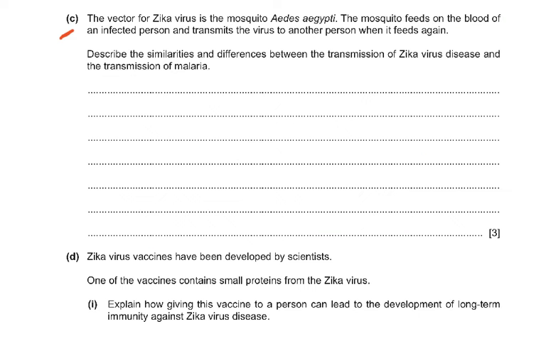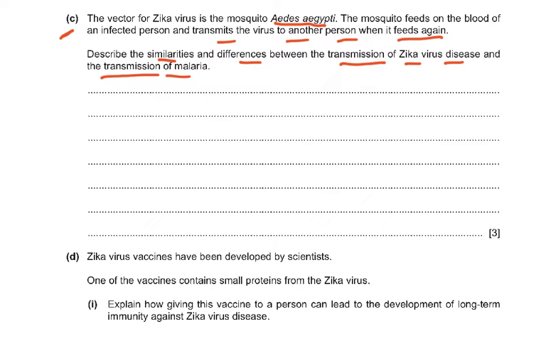Now coming to part C of the question, the vector for Zika virus is the mosquito Aedes aegypti. The mosquito feeds on the blood of an infected person, transmits the virus to another person when it feeds again. So the vector for Zika virus is the mosquito Aedes. Describe the similarities and differences between the transmission of Zika virus disease and the transmission of malaria. So transmission of malaria, similarities and difference.